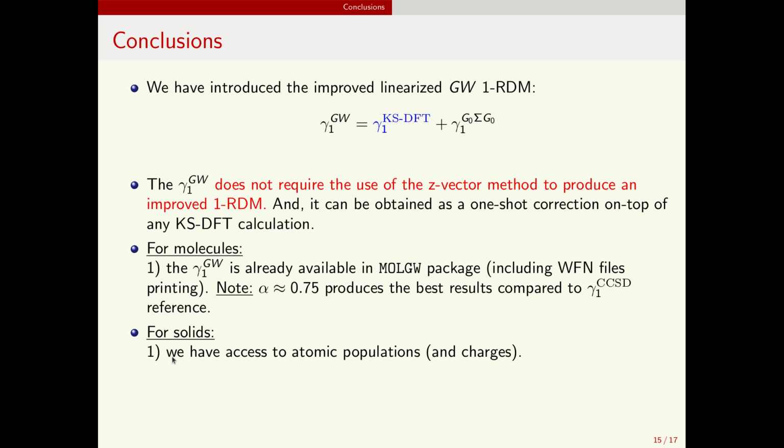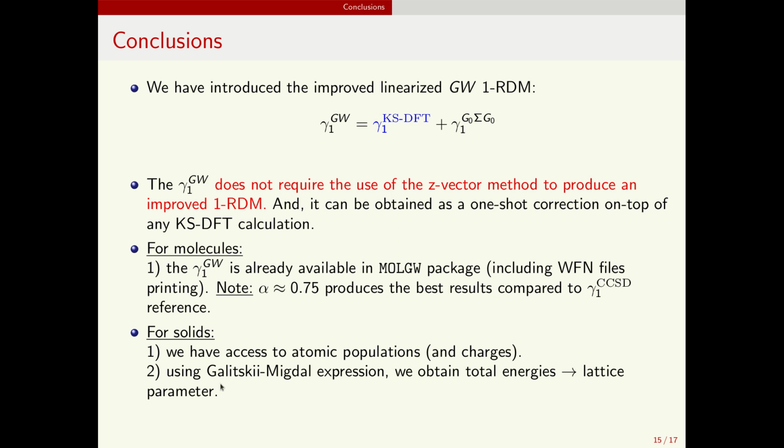For solids, we have access to atomic populations, as I have shown before, and therefore to Bader charges. Using the Galitskii-Migdal expression, we obtain new total energies, and we can use that to compute and predict lattice parameters. Finally, this new updated density matrix will be available soon in a future release of Abinit.